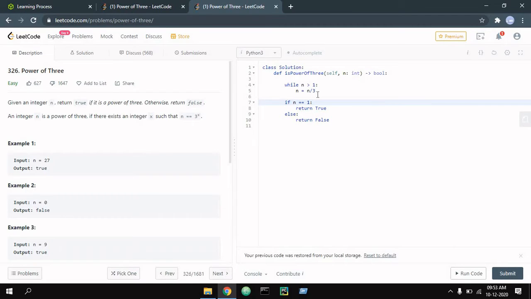Here we are dividing n by 3 till n is less than 1, or n is equal to 1, or n is greater than 1. Now you can also use edge cases, which are if n is equal to 0 or n is less than, or you can say n is less than or equal to 0, then directly return false.